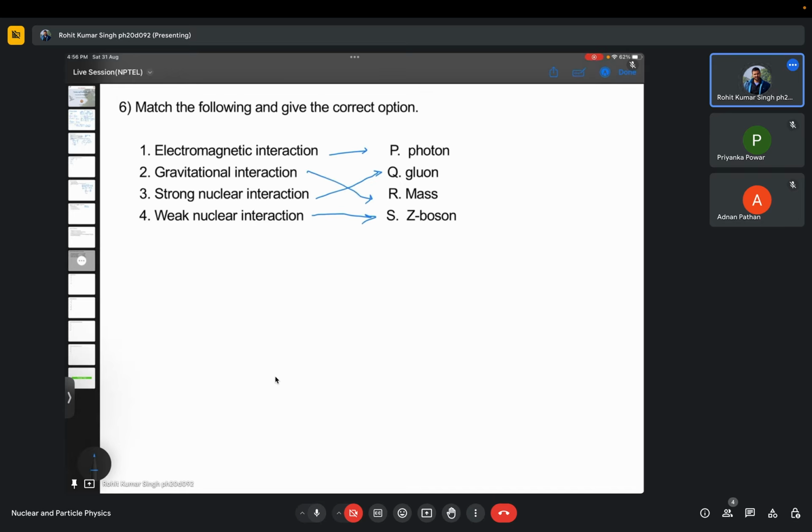I don't know why the mass is given here, because these are interaction carriers, these are mediators, right? Gravity doesn't have a mediator yet. They could have written graviton or something. But graviton is still theoretical, right? Yeah, theoretically it is there in many theories.